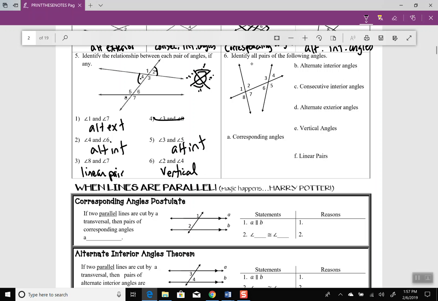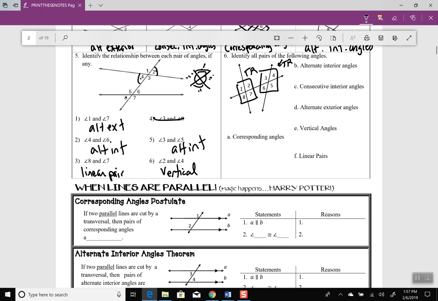Number 6, identify all the pairs. Some of us only did some of the pairs. We want to do all the pairs. So corresponding angles. If I do my four square game, and let's just say I call this top right and top right. Then this would be bottom right, bottom left, bottom right, bottom left, top left.